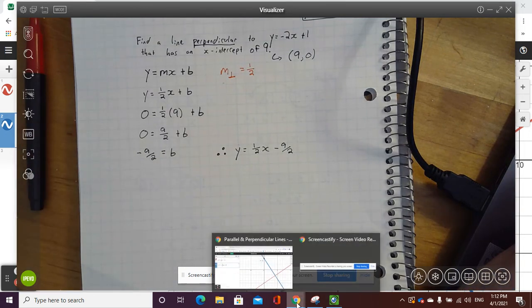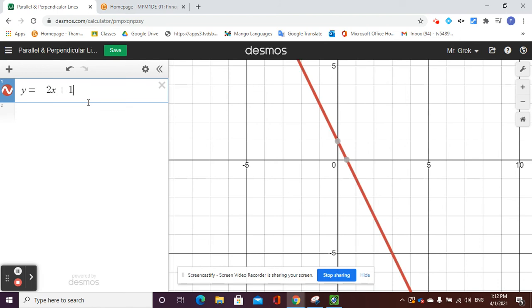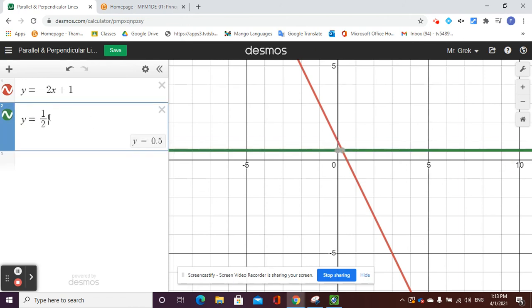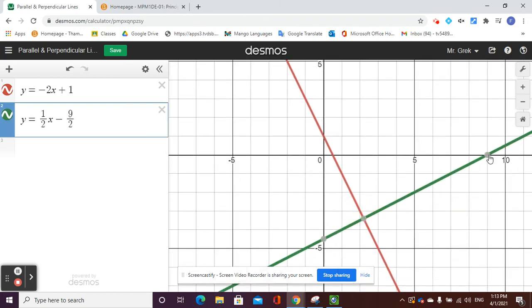So I'm going to go into Desmos, and I'm going to graph the original line, which was negative 2x plus 1. And our goal in that problem was algebraically to find the equation of a line that's perpendicular to that and should cross the x-axis at positive 9. It has an x-intercept of positive 9. And we, through our algebra, discovered that we think that's 1/2 x minus 9/2. And sure enough, we can see visually that this is perpendicular. We have right angles at the intersection point. And then sure enough, it has an x-intercept of 9, 0.